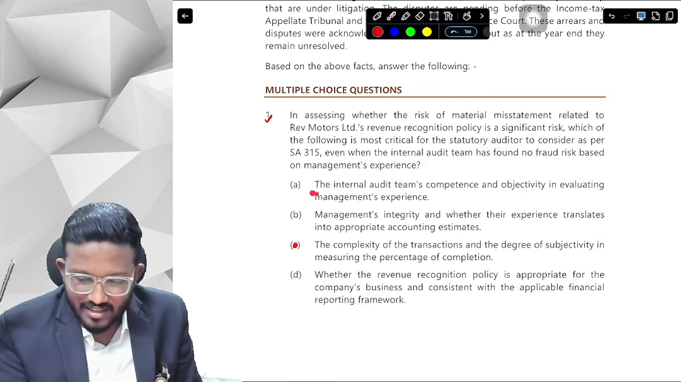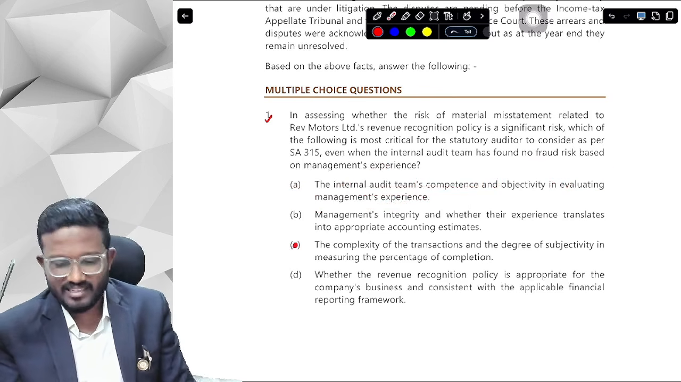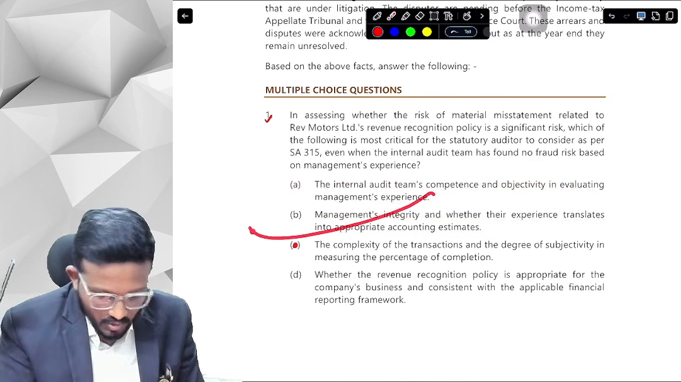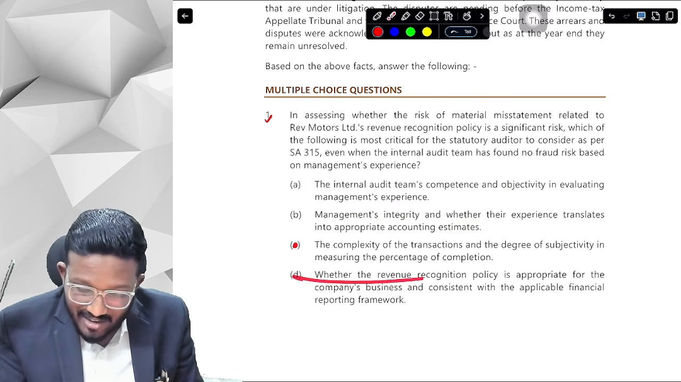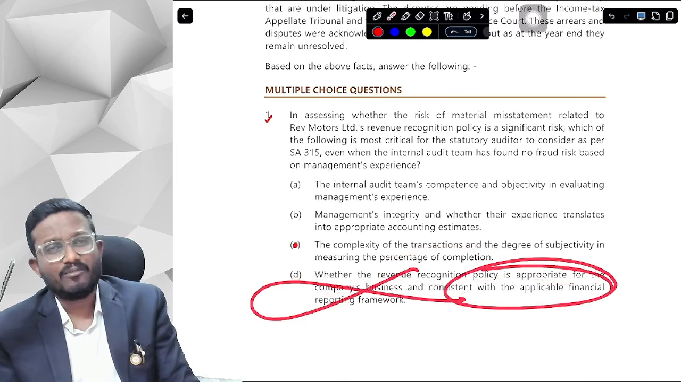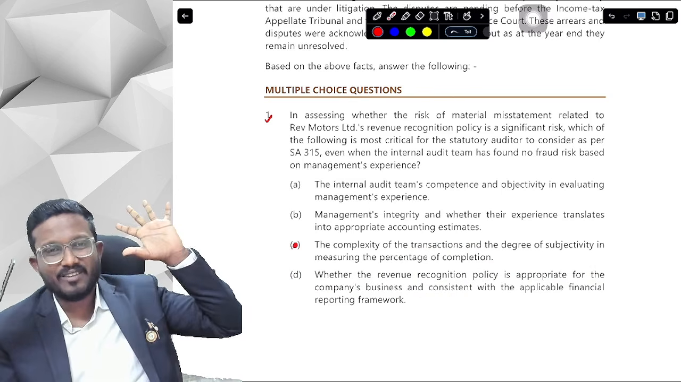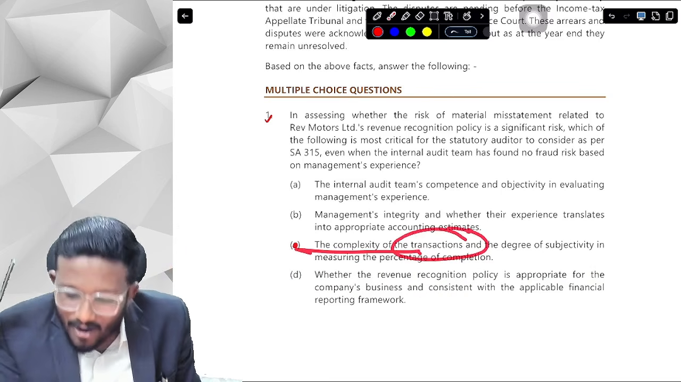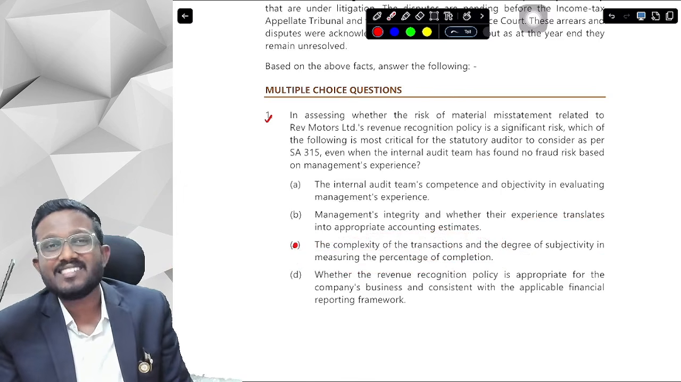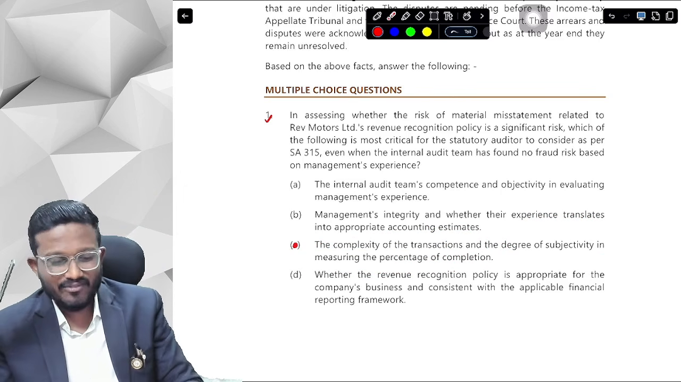First of all, the internal team's competence and objectivity in evaluating the management experience. No, we do not consider that. Management's integrity and whether their experience translated into appropriate accounting estimates. No, it is not that. Next, whether the revenue recognition policy is appropriate for the company's business and consistent with AFRF. No, it is not that. And what is that particular factor that we consider, sir? As per SA 315, we have already discussed in SA 315, the complexity of transactions and the subjectivity in measuring the percentage of completion. This is a factor that we will consider when considering whether the risk is a significant risk or not.